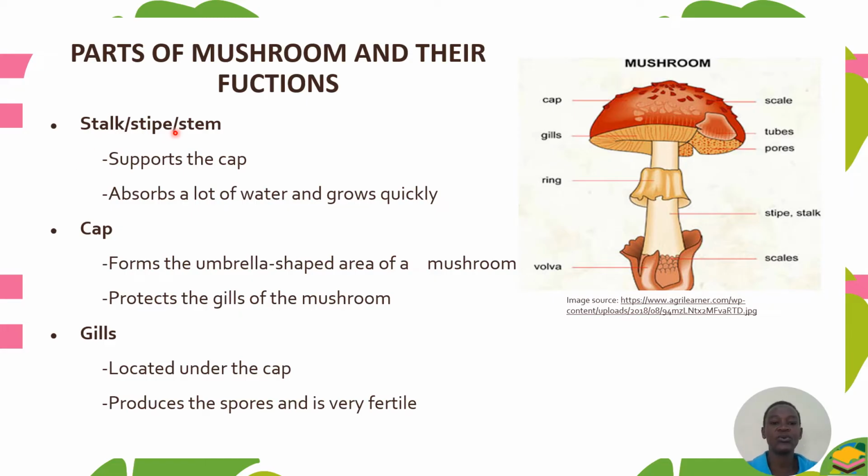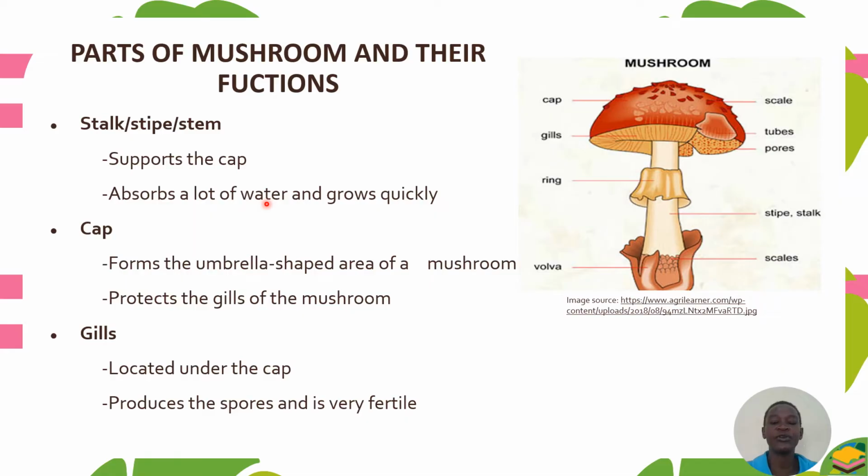Let's start with the stalk. Sometimes it is known as the stipe or the stem. This is the stipe, the stalk, or the stem. The function of the stalk is that it supports the cap, this upper part. Apart from that, it absorbs a lot of water and it grows very quickly.